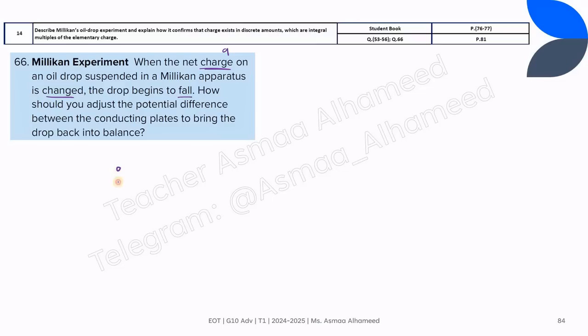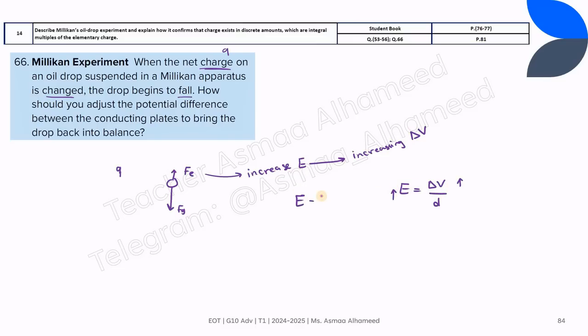So if the charge is not balanced, it means that maybe Fg is more than Fe in this case. So what do we need to do? We need to increase the value of the electric field. How do we increase the value of E? By increasing the value of the potential difference, because we have the equation E is equal to delta V divided by D. So if this is increased, then this is increased. If the electric field is increased, then the force on the charge is increased and you can balance the charge again.